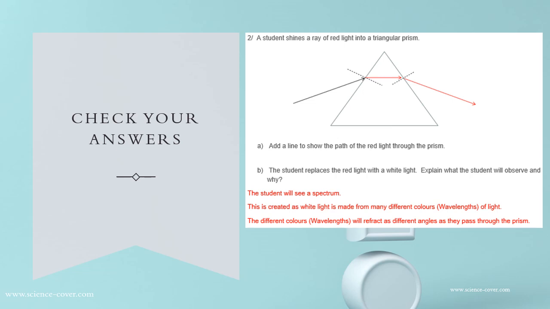The student replaces the red light with white light. Explain what the student will observe and why. The student should now see a spectrum, and this is created as the white light is made up of many different colors or wavelengths of light. The different colors or wavelengths will refract at different angles as they pass through the prism.